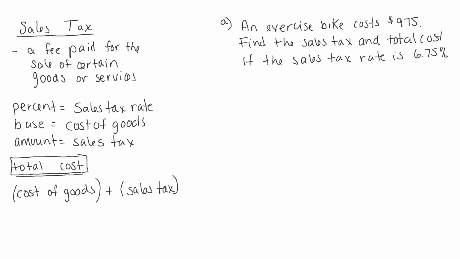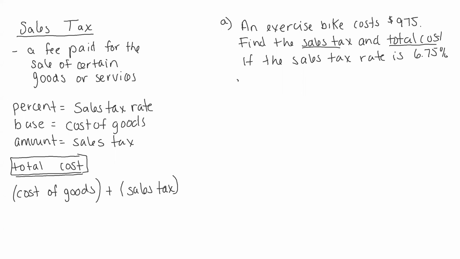Okay, so for the first problem, I have an exercise bike that costs $975. Find the sales tax and the total cost. So we're finding two things here, sales tax and total cost, if the sales tax rate is 6.75%. What I would encourage you to do throughout this video is I have all of the problems written out ahead of time, so they're pre-written. Go ahead and just pause the video, write the problem down, and then you can start the video up again to catch up. Okay, so we're going to use the percent equation.